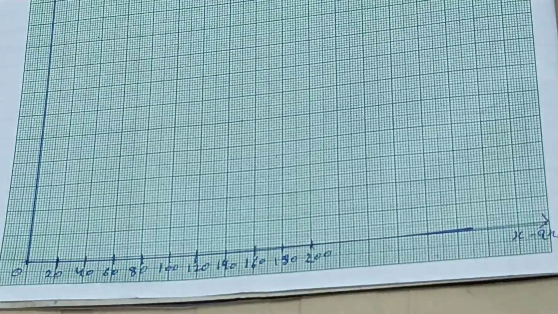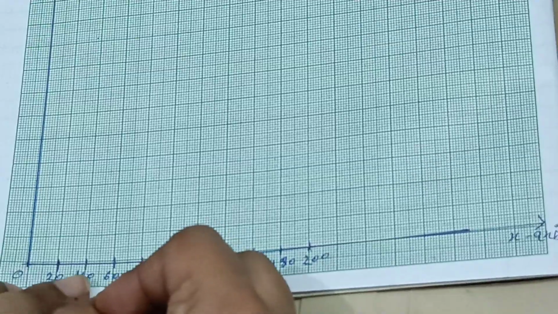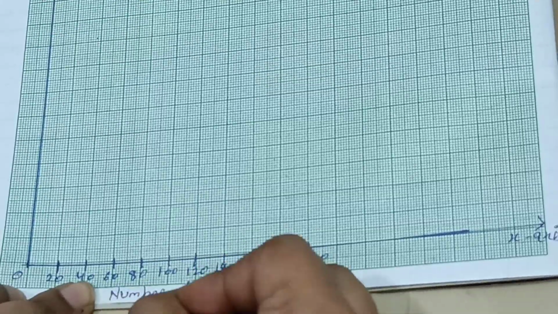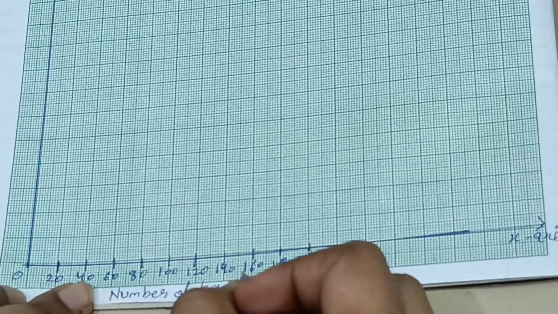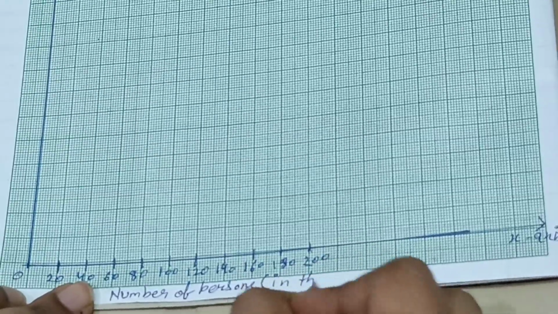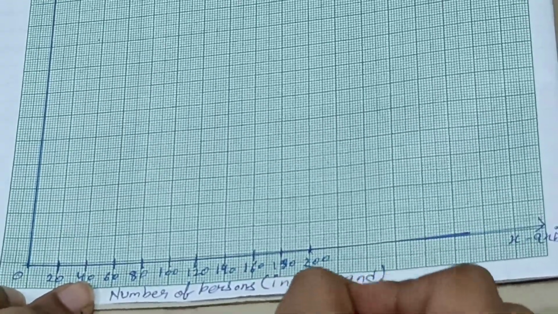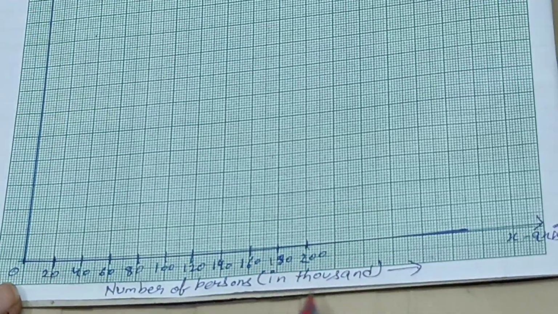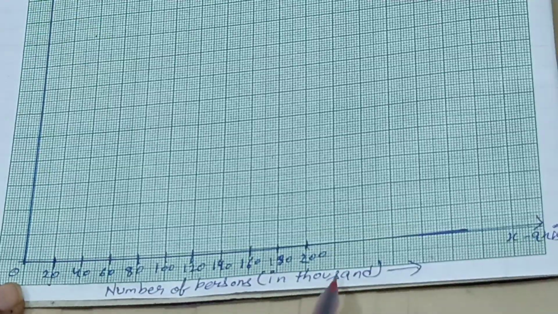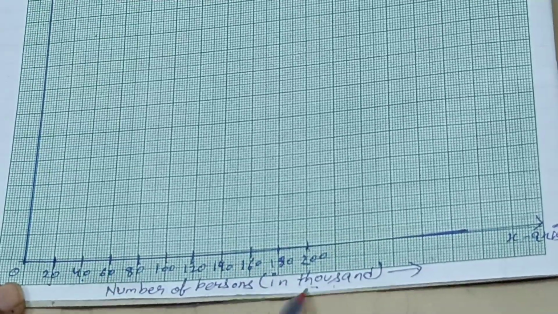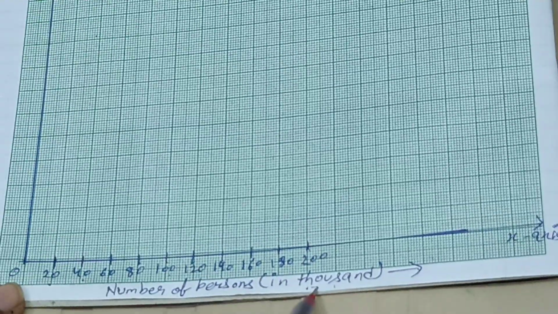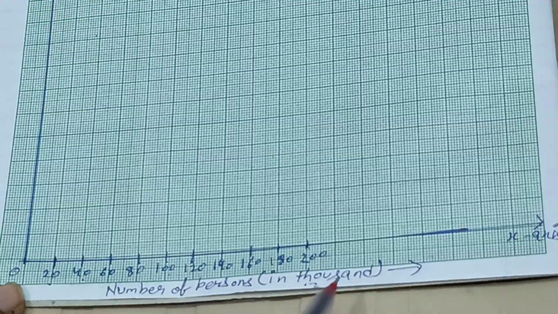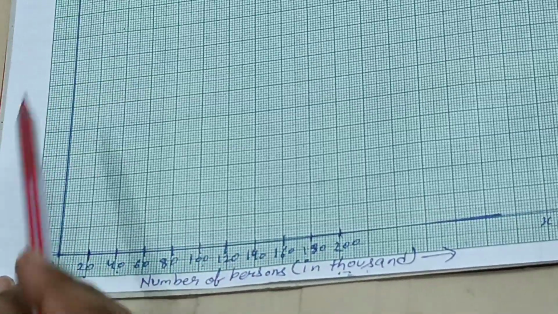Now this 200 is 2 lakh because our data is in thousands. So we will write here number of persons in thousand. We will write in thousand in bracket, which will show that unit of the data which is on x-axis is thousand. So this 20 means 20,000, this 40 means 40,000, this 60 means 60,000 and 100 means 100,000 or 1 lakh. So if we are taking number of person on x-axis, that means we are taking age groups on y-axis.